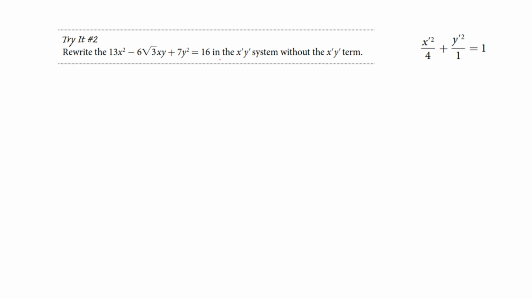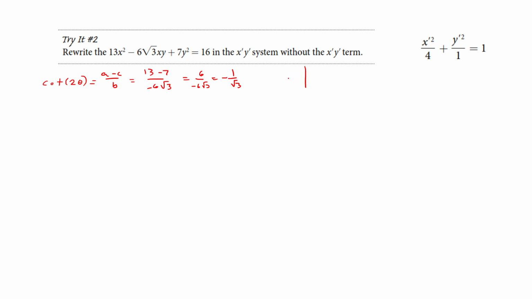We don't have the angle which we've rotated, so we're going to have to do this cotangent trick that we did, where we do the cotangent of 2 theta. Again, we're taking it for granted where this came from, but we've got a minus c divided by b. Well, the a is 13, the c is 7, and the b is negative 6 square root of 3. So this is going to be 6 over negative 6 square root of 3. This is going to be negative 1 over the square root of 3.